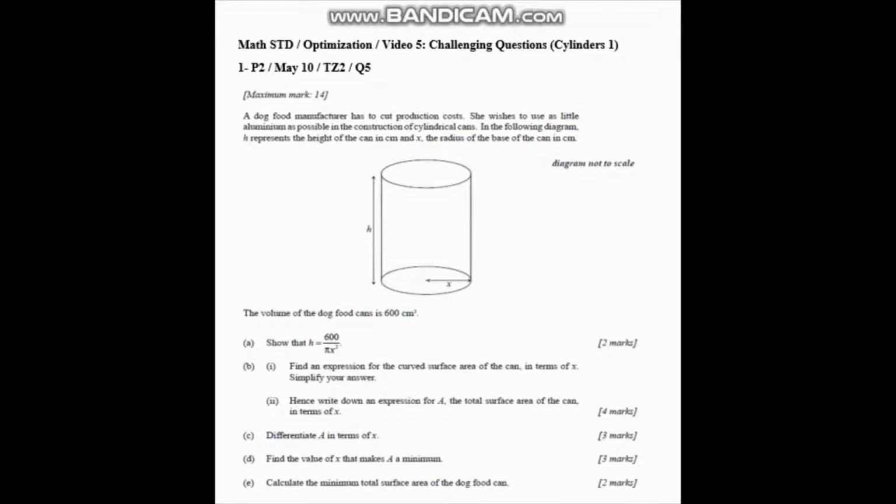Next, I'm required to write down an expression for A, which is the total surface area of the can, also in terms of x. Now the total surface area is equal to the curved surface area added to the area of the ceiling or the top and the area of the bottom. So I already have an expression for the curved surface area, I just need to add the area of the top and the bottom.